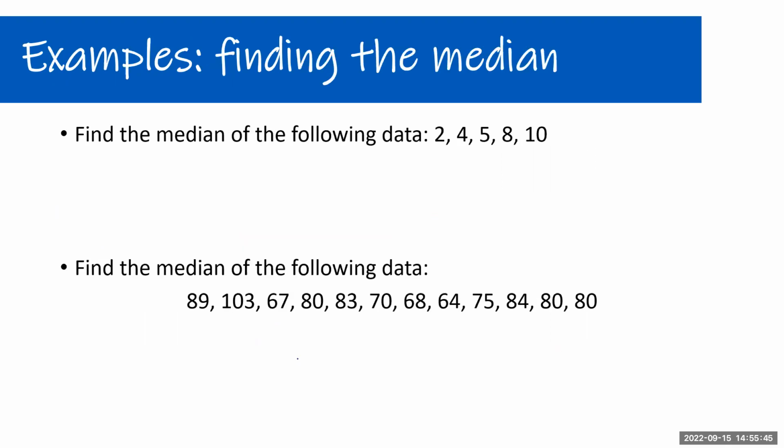Okay. Finding the median, some examples here. For our first example, we have 2, 4, 5, 8, and 10. The first thing we do is count. We have 1, 2, 3, 4, 5, so n equals 5, which is odd, okay? So we have an odd number. We're going to find the middlemost. They're already in order. So the middle one here is pretty easy to see, 5, right? We have 2 on the left and 2 on the right, so 5 is our answer. So our median is 5.